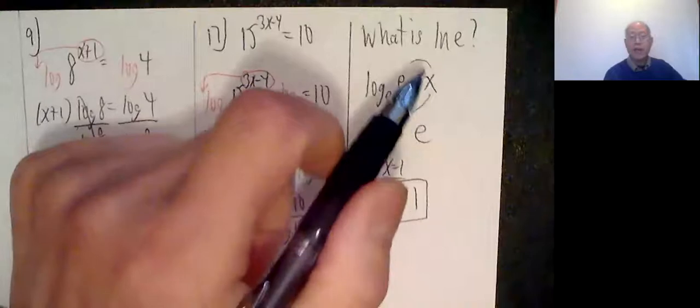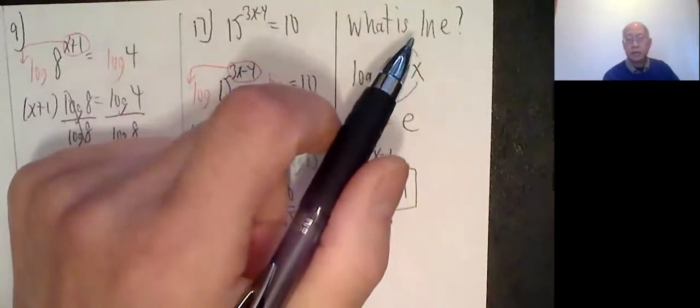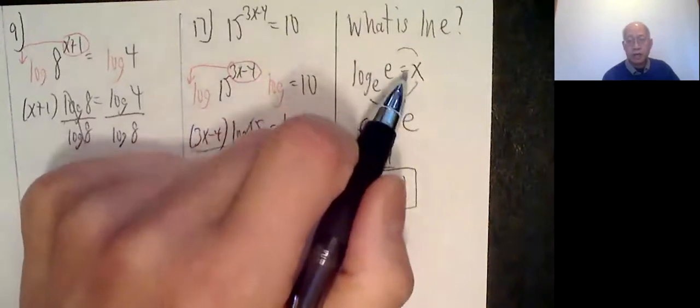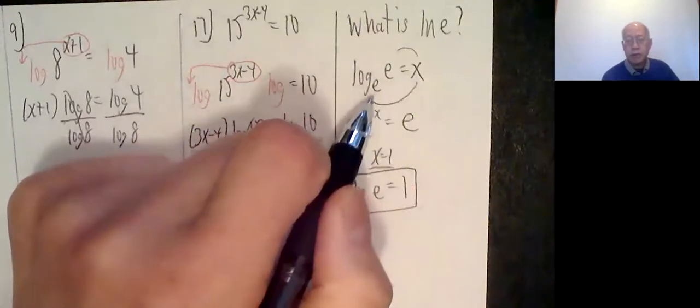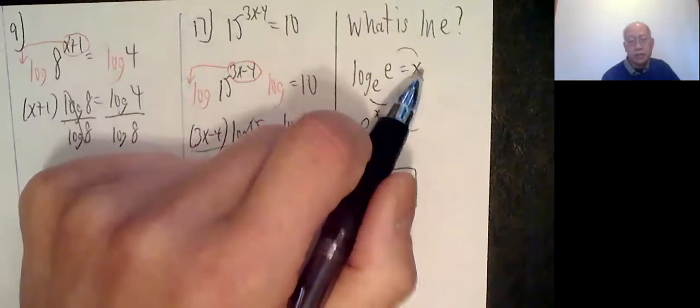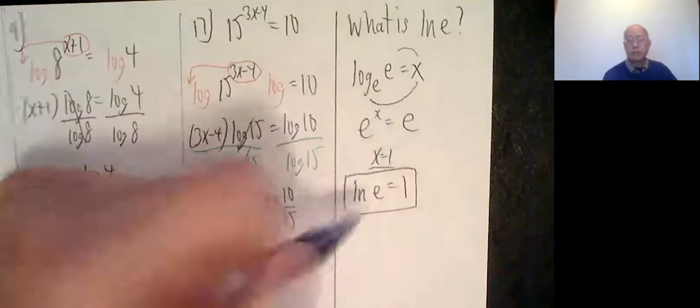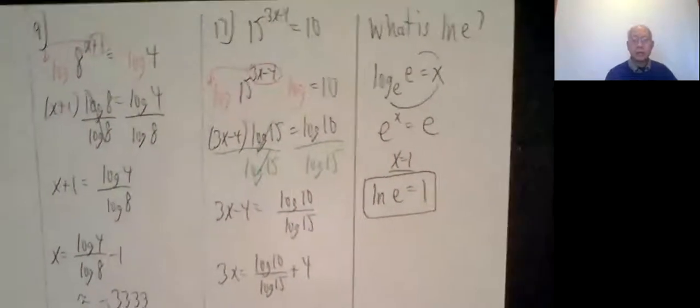Okay, and a side note, you might ask, what is natural log of e? Natural log is log base e of e. Call it x, unscramble it. E to the x is equal to e. So what exponent do I want up there? 1. In other words, natural log of e is 1.